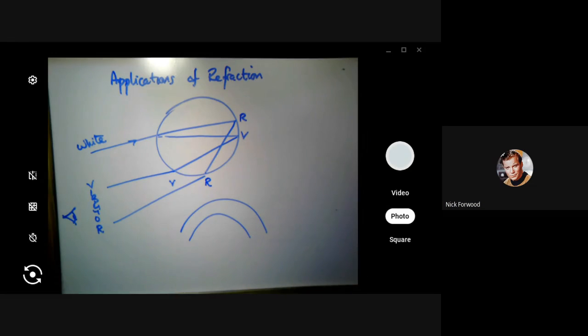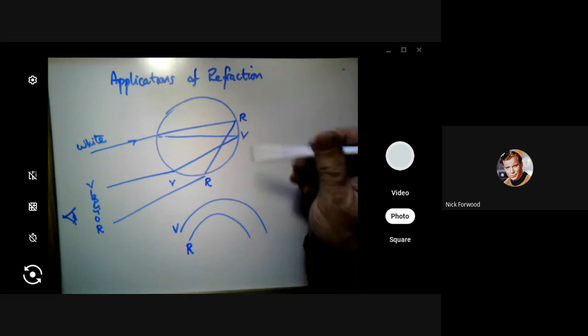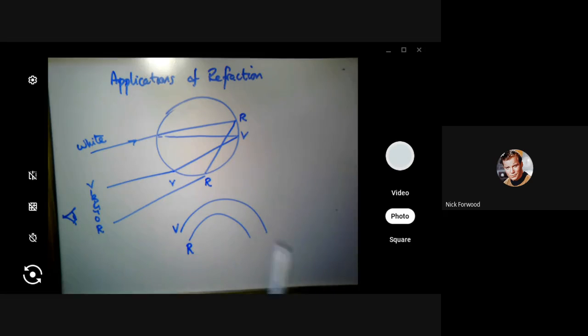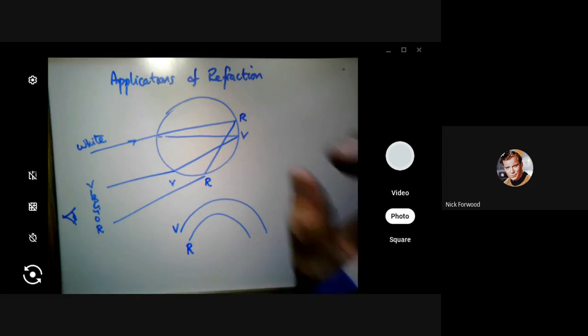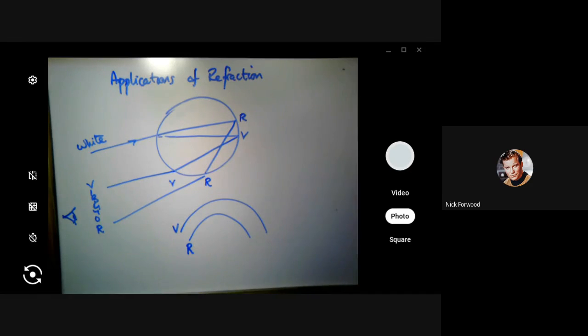Violet on top and red at the bottom of the rainbow. Interestingly, every person sees their own rainbow. Somebody else standing slightly to the side of you will see a rainbow in a slightly different position, because the way that the light comes back to you as an individual and enters your eye is different from the light that comes back to somebody standing next to you.